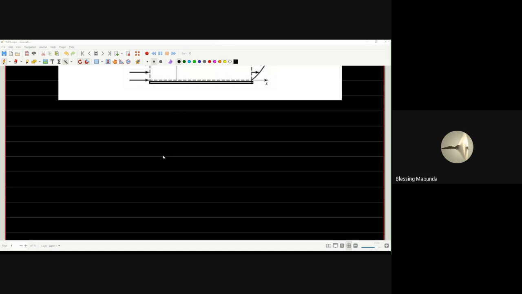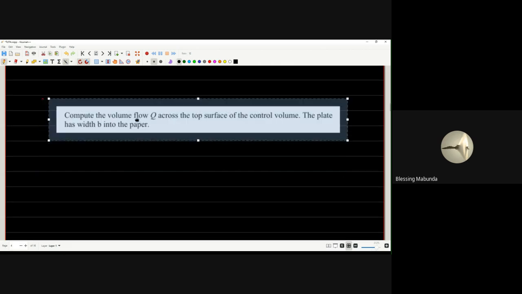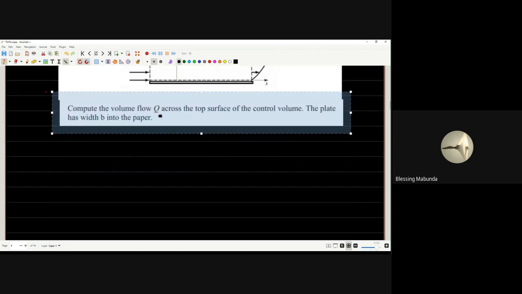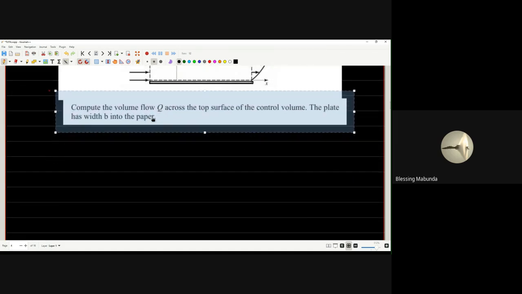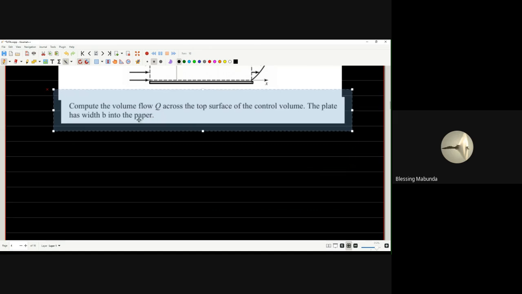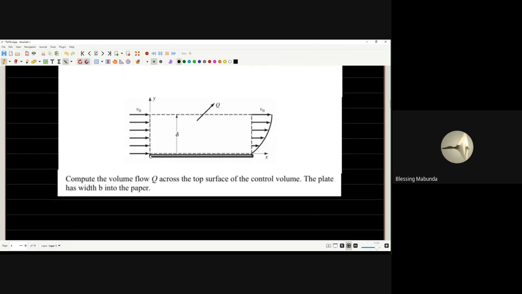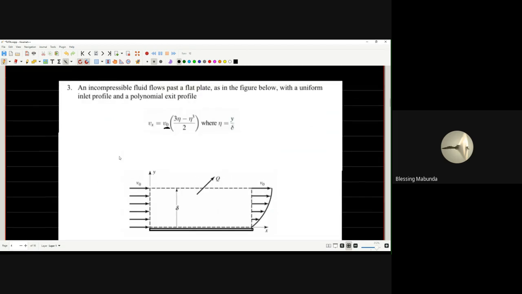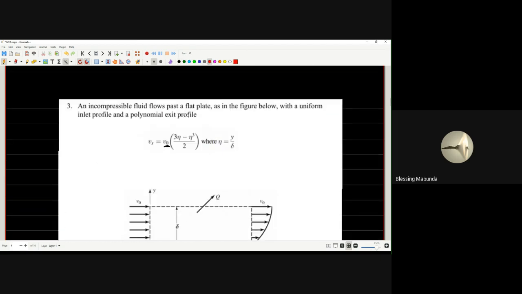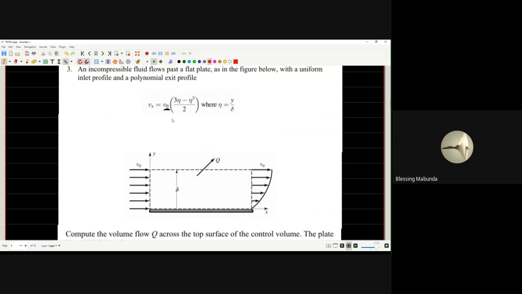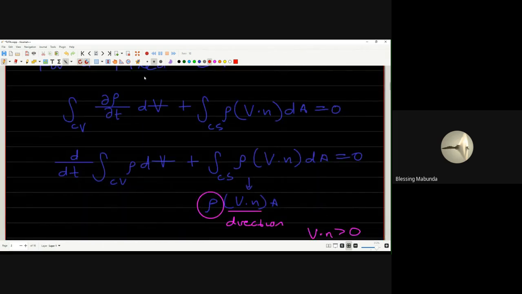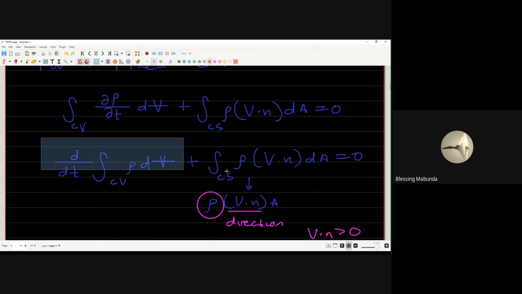All right, so I want to compute the volume flow Q across the top surface of the control volume. The plate has width B into the paper. So what's going to happen here is that if we consider the mass conservation equation, there's no mention of time here, which means that we can let the time associated terms go to 0.